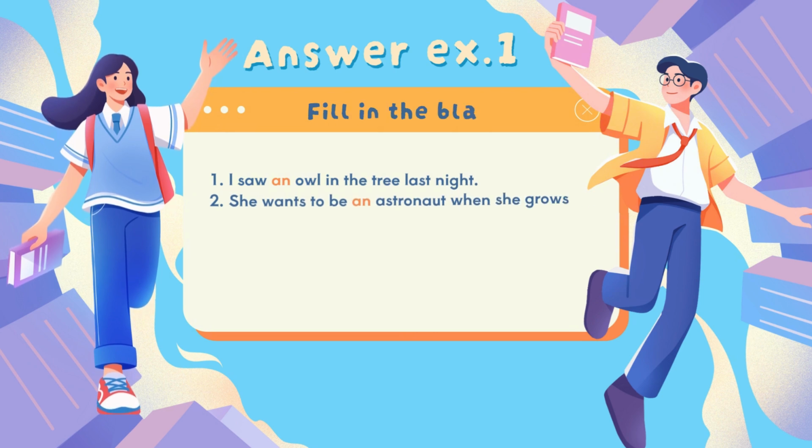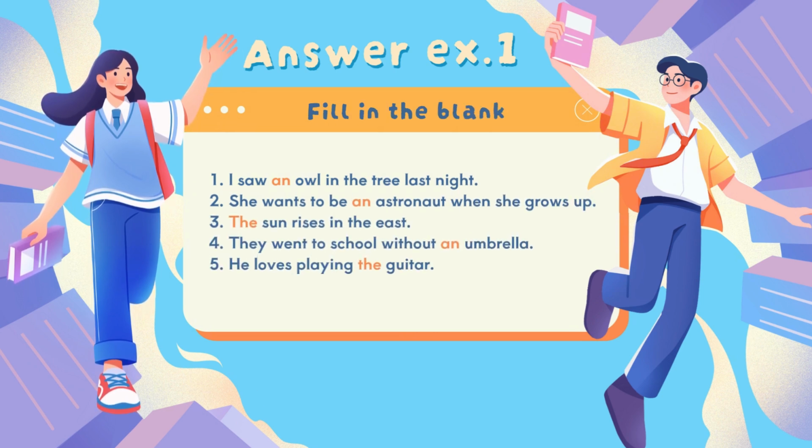Let's check your answers for exercise 1. Here's the correct version. 1. I saw an owl in the tree last night. In this sentence, we use an to specify one thing that is first mentioned and not specific. 2. She wants to be an astronaut when she grows up. In this sentence, we use an in front of a job description. 3. The sun rises in the east. In this sentence, we use the here to talk about there being only one thing.